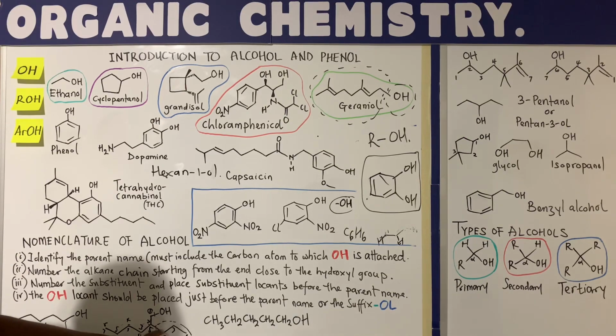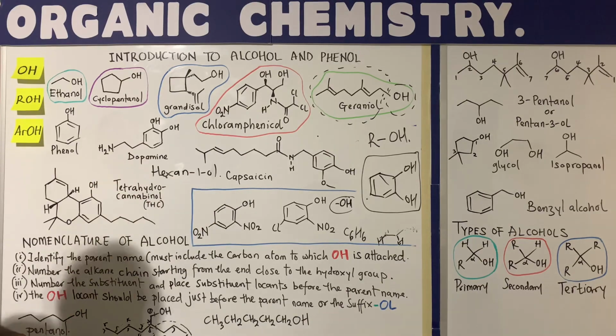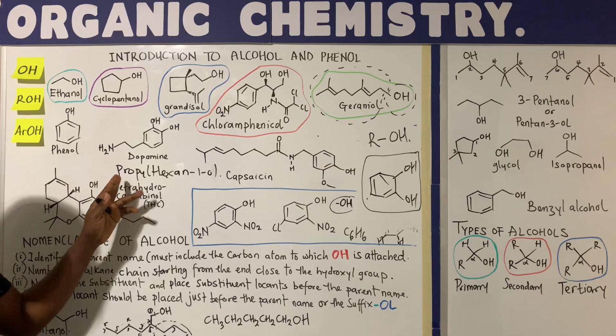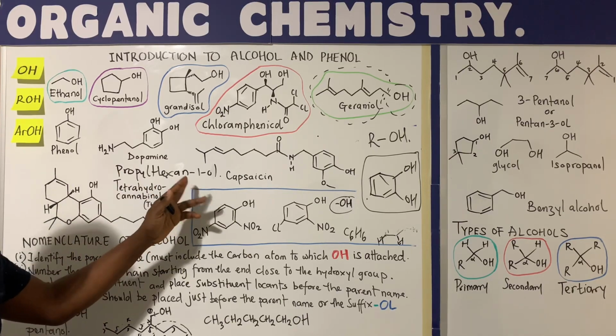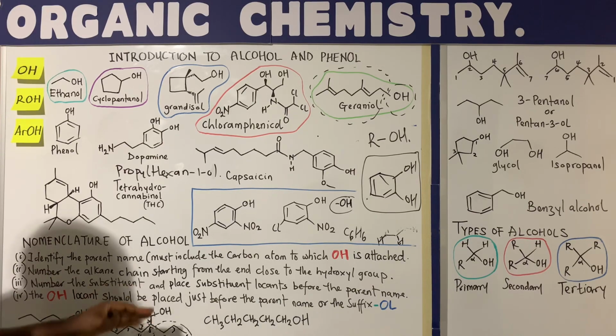There is a substituent here. This substituent is a 3-carbon alkyl group, and a 3-carbon alkyl group is going to be called propyl. So the substituent is propyl. But we're not just going to write propyl hexanol, because the propyl location has to be included in the name of this compound. So how do we know the location of this propyl substituent?